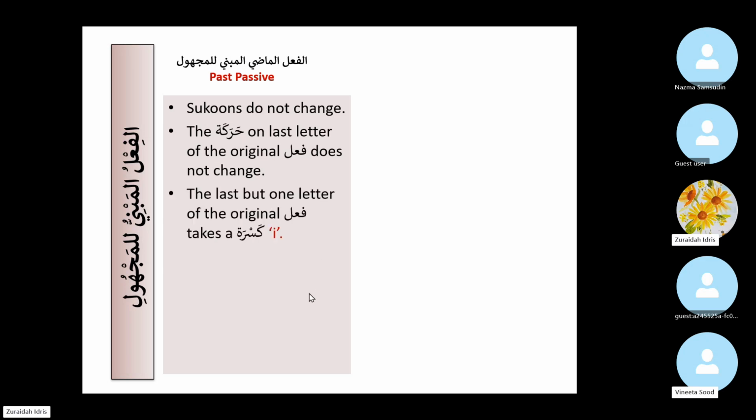So this is important, because we need to know how to change a past passive into a past active and back into a past passive. So the rules are this: sukuns do not change. The haraka on the last letter of the original fi'il does not change either. And the last but one letter of the original fi'il takes a kasra.